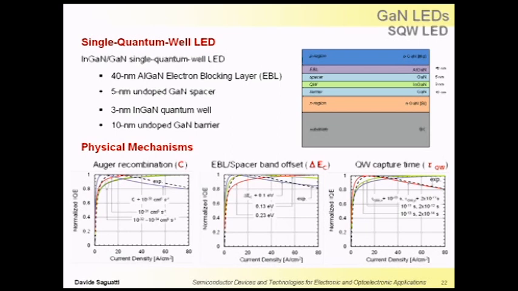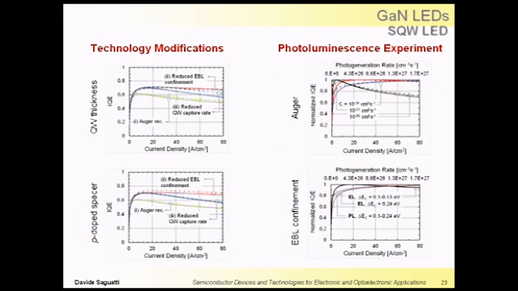Each of these mechanisms taken separately can cause a droop. Droop starts to appear, as I said, around 10 amps per centimeter square, lowering the efficiency. And all of these phenomena can make droop appear, but using very, let's say, extreme values on the basis of the present literature. We applied some technology modifications, trying to see their effect on different sources of droop. For instance, enhancing the quantum well thickness or p-doping the spacer. And each of them shows different results as compared to the different droop sources.